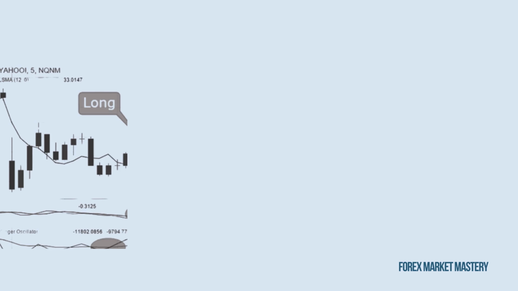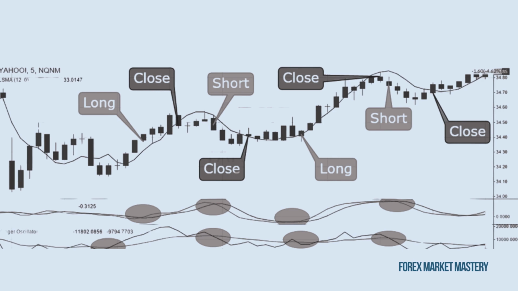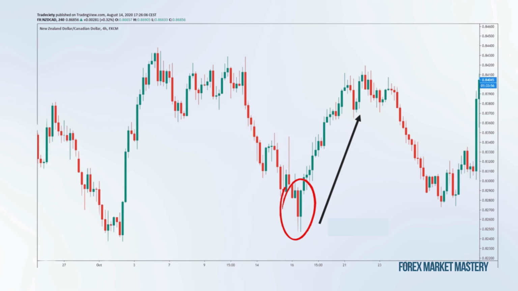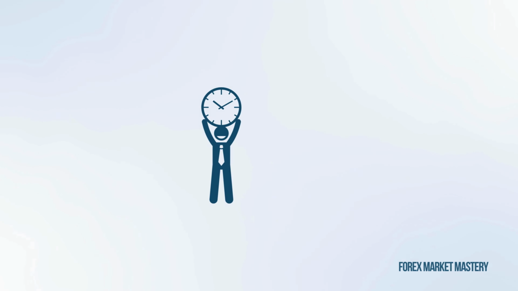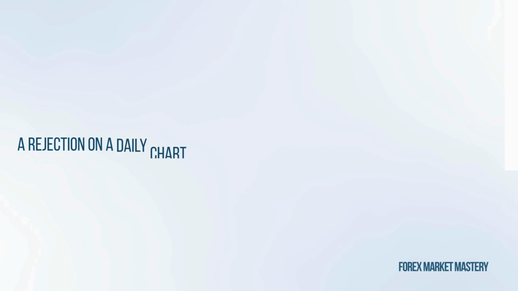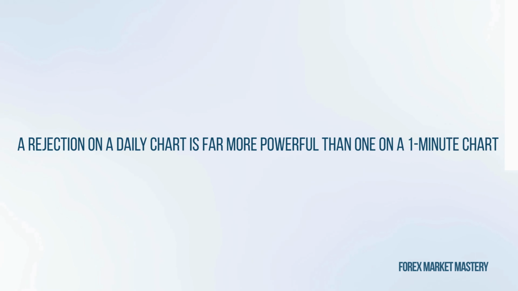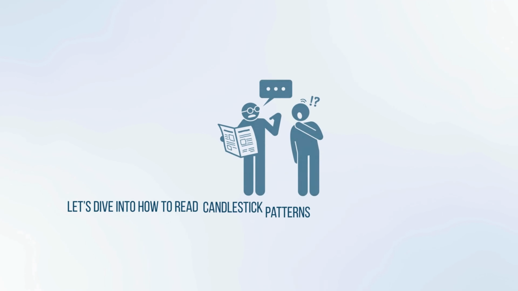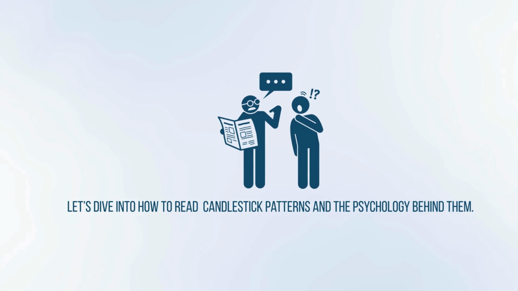And remember, a 5-minute candlestick shows a 5-minute battle. A daily candlestick shows a full day's war. The higher the time frame, the more significant the information. A rejection on a daily chart is far more powerful than one on a 1-minute chart. Let's dive into how to read candlestick patterns and the psychology behind them.